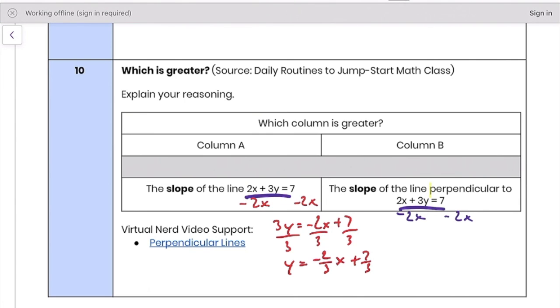The slope of a line that's perpendicular to the same one. So notice we had negative 2 thirds. Perpendicular would be positive 3 over 2. And positive 3 over 2 is more than negative 2 thirds. So column B is bigger.